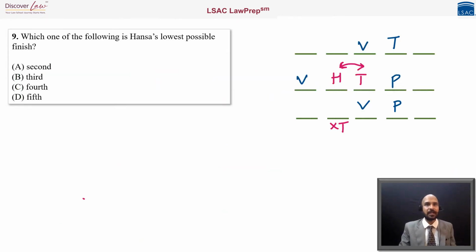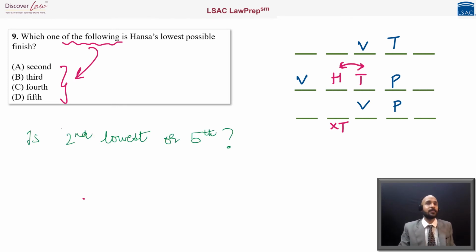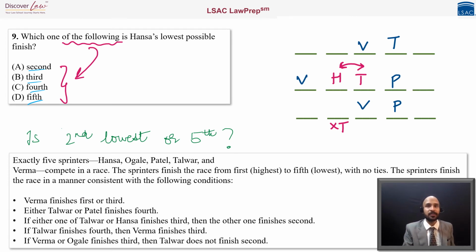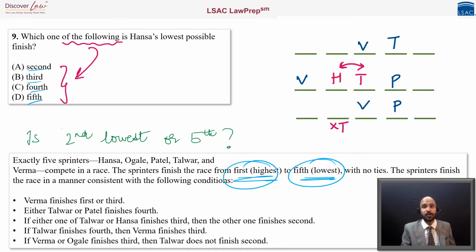Alright, question number 9. It asks you, which one of the following is the lowest possible finish for Hansa? Pause the video, try it by your own self first. Okay, an important question. You see the possibilities of 2nd, 3rd, 4th and 5th only here. Which is the lowest one? Is it the 2nd one or the 5th one? This is where reading the question is so important. It tells you the 1st is the highest, the 5th is the lowest. Do not assume these things, just read the question carefully.